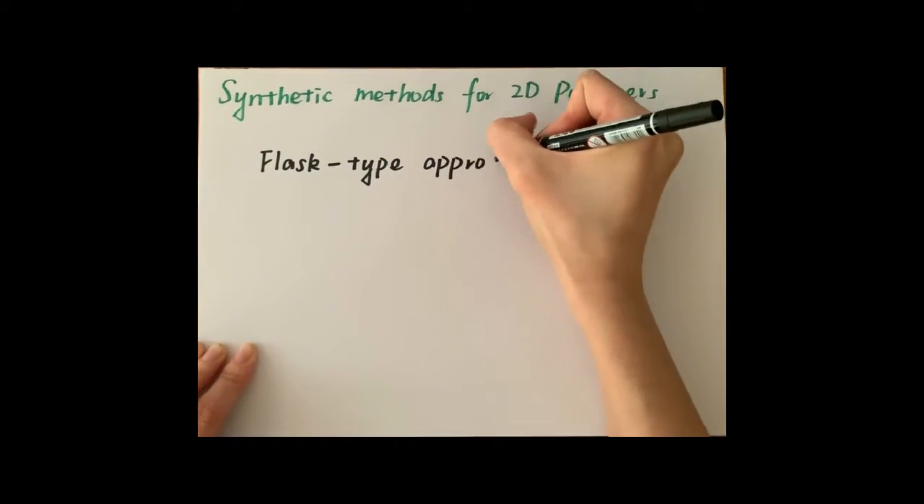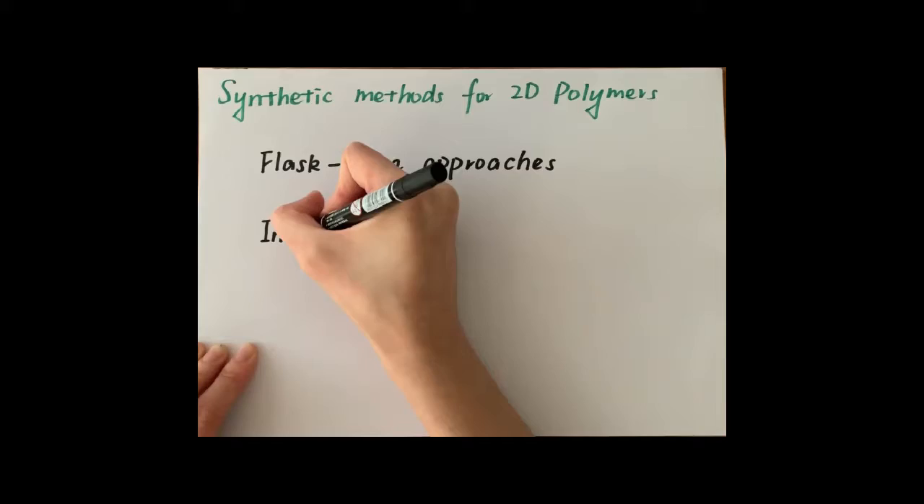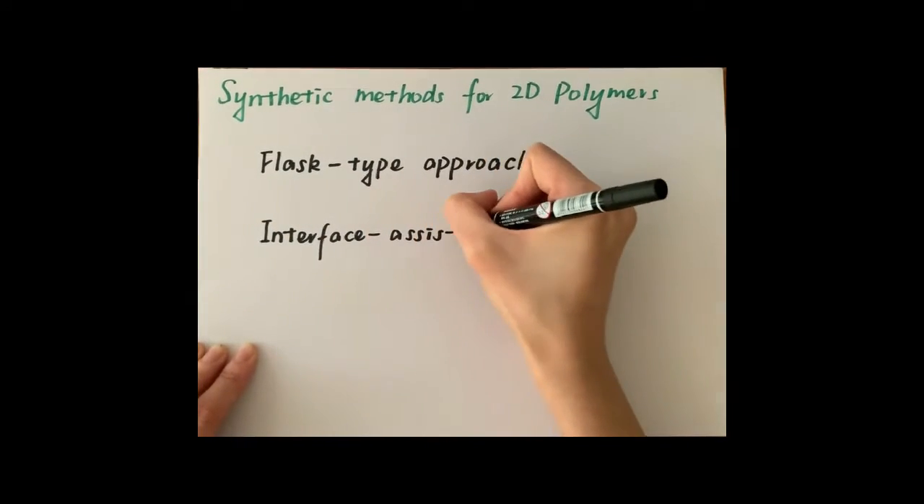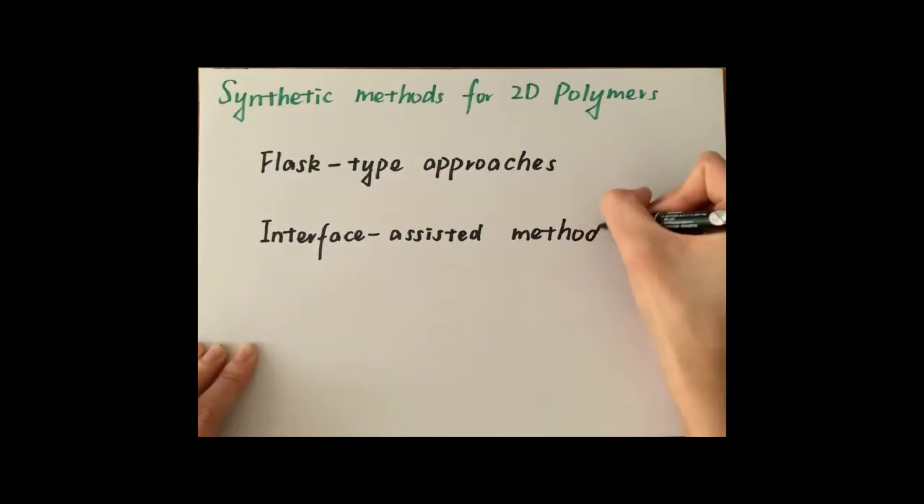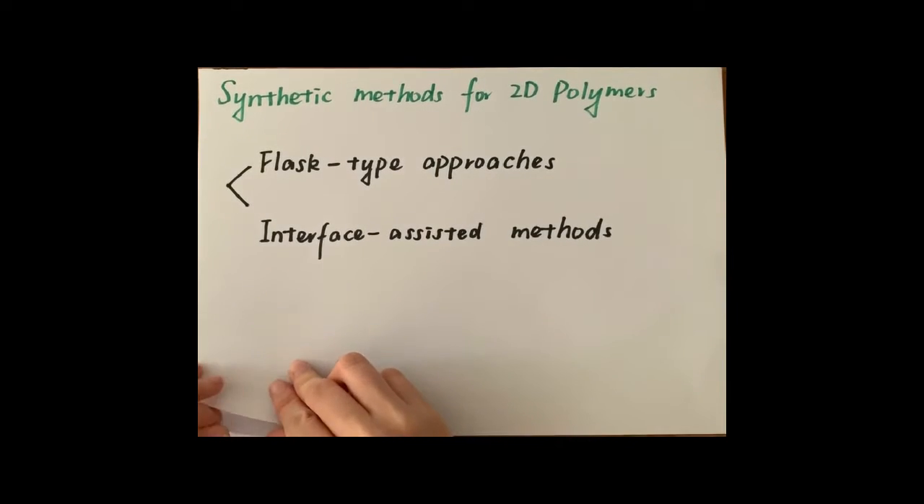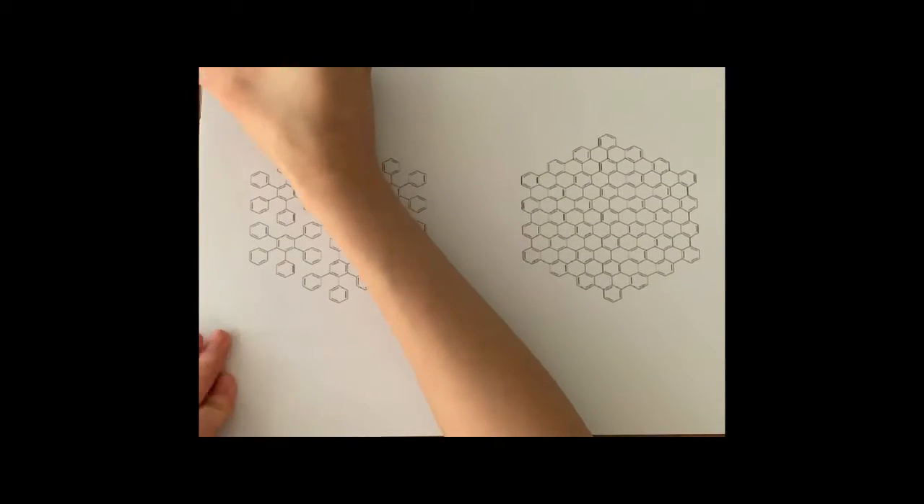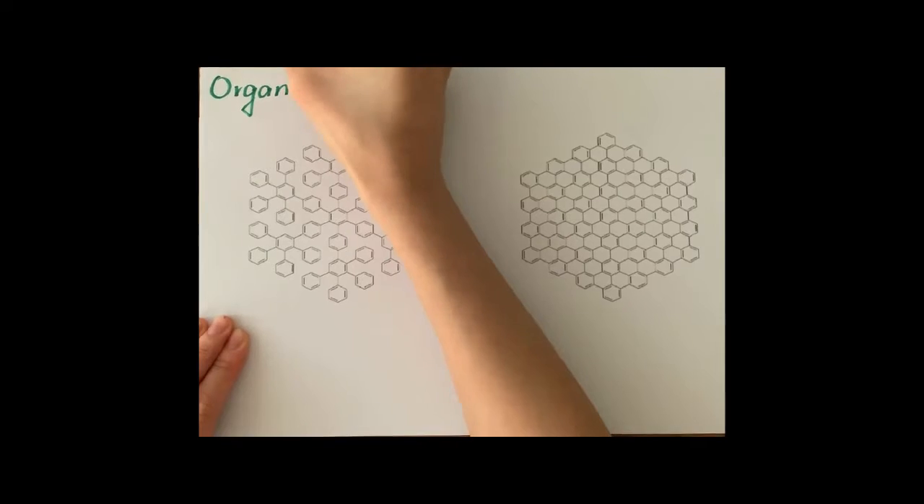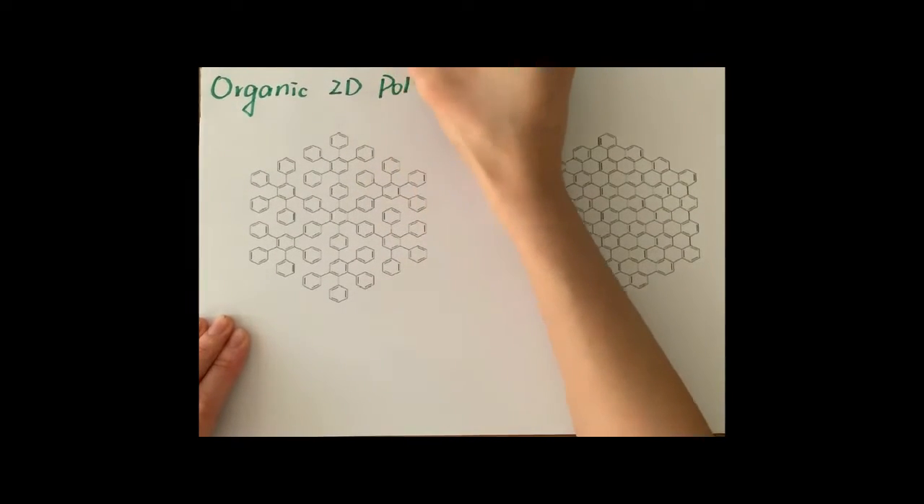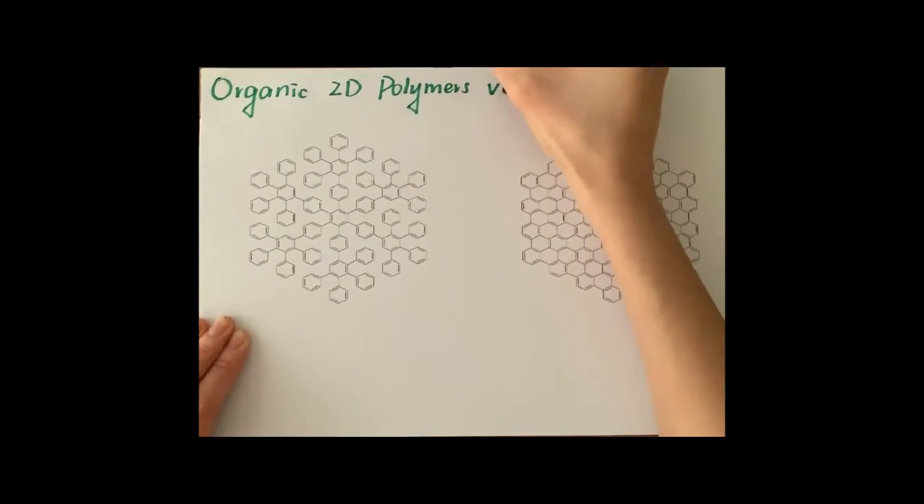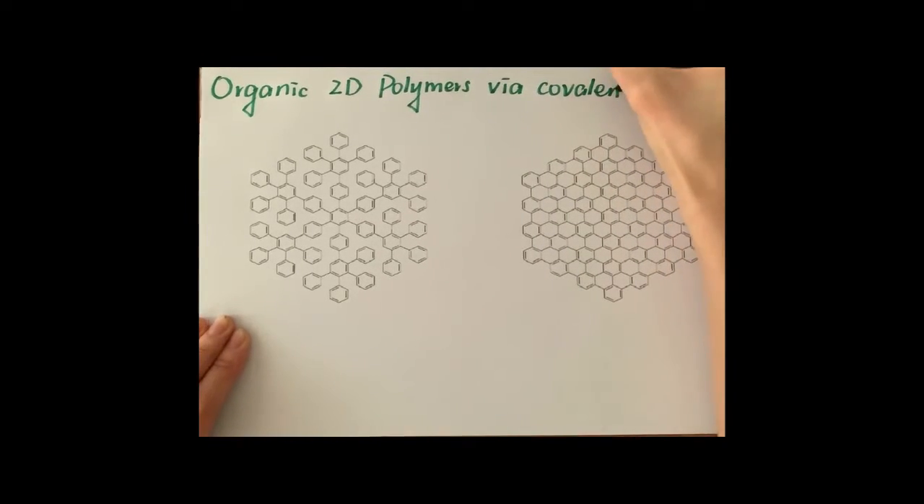First, let's look at flux-type approaches to 2D polymers. This refers to the direct synthesis of 2D polymers in solution without any interfacial assistance. One method is organic 2D polymers via covalent synthesis. Organic 2D polymers are generated through small repeating units connected by covalent bonds.